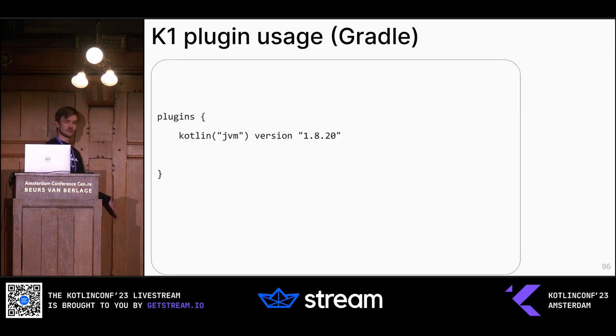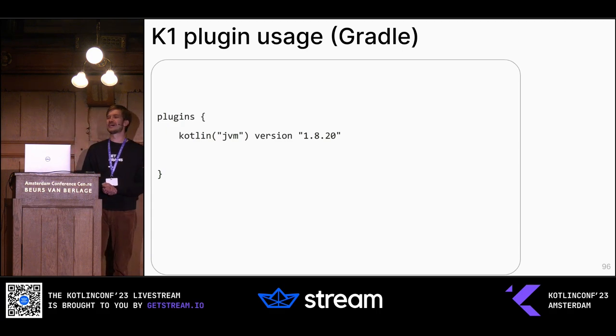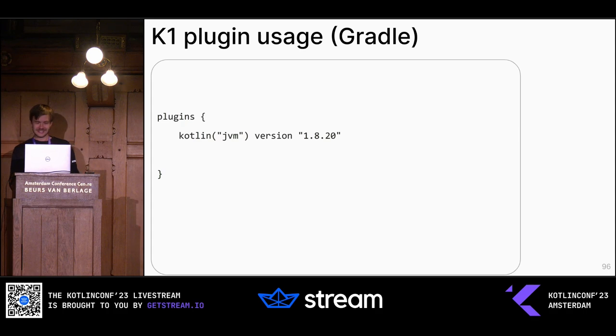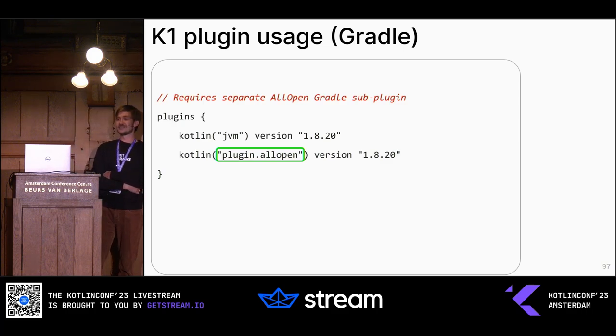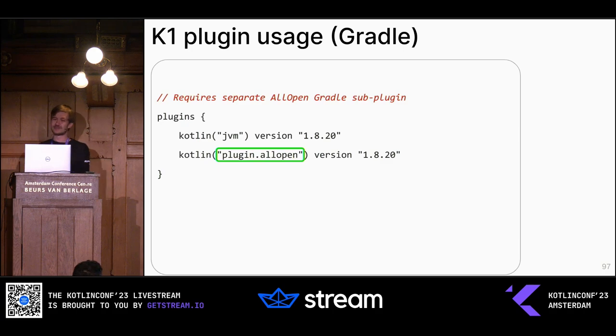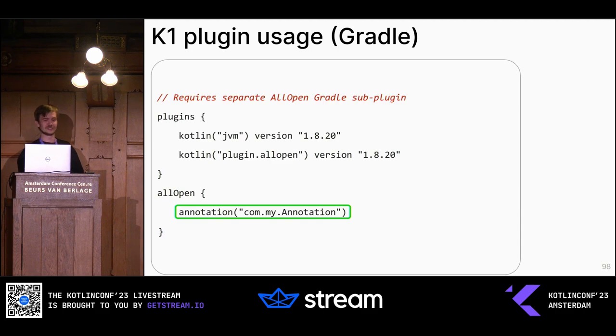Then the next step, how to use the plugins. Here I want to start with K1 plugin usage. First of all, we should declare the usage of the Kotlin Gradle plugin. And then we should use the second guy, and it's the separate all-open Gradle subplugin, which should be written and Gradle should know about it. So it's yet another piece of work for a plugin author. But it's for K1 plugins. The third thing is to declare required annotations. Which annotations are making a declaration all-open?